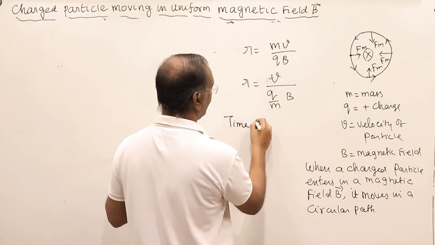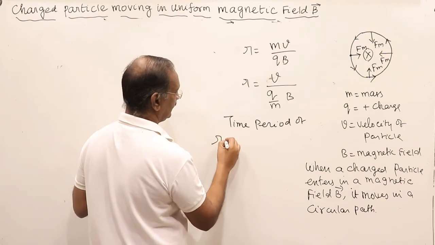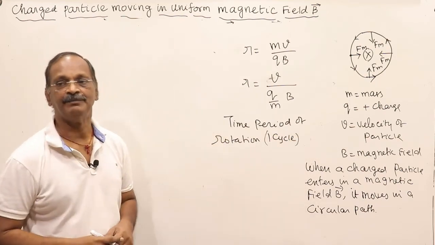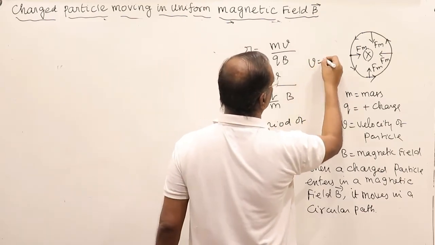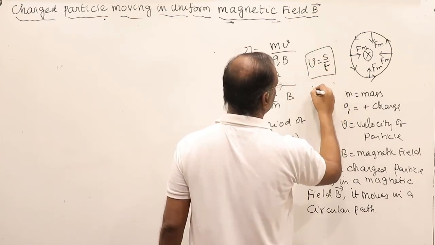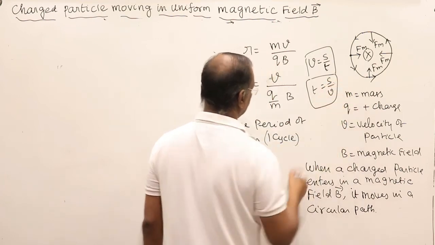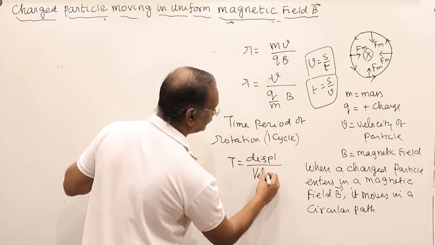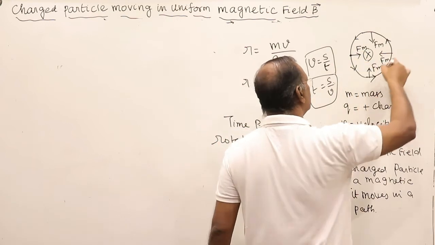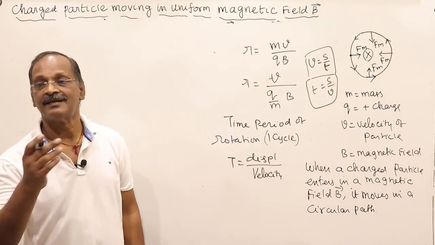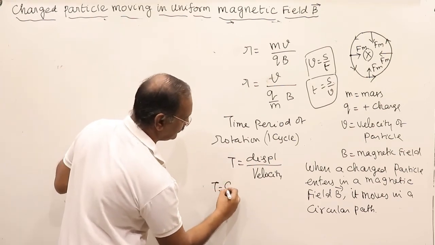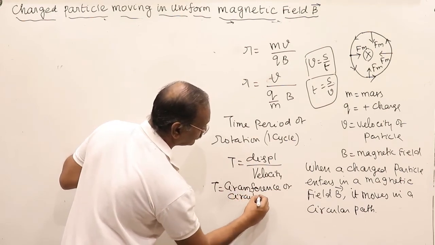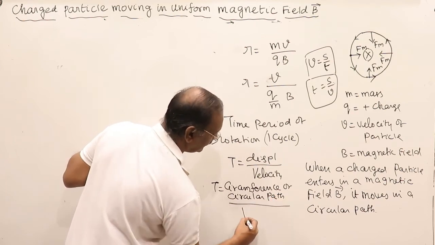So time period of rotation, that is one cycle, one rotation. See, velocity is equal to displacement by time, or time is equal to displacement by velocity. So time period is equal to displacement by velocity. What is here the displacement? Suppose we start from here, it makes one complete revolution. The displacement is nothing but the circumference of the circular path, so time period is equal to circumference of circular path divided by the velocity of the particle.